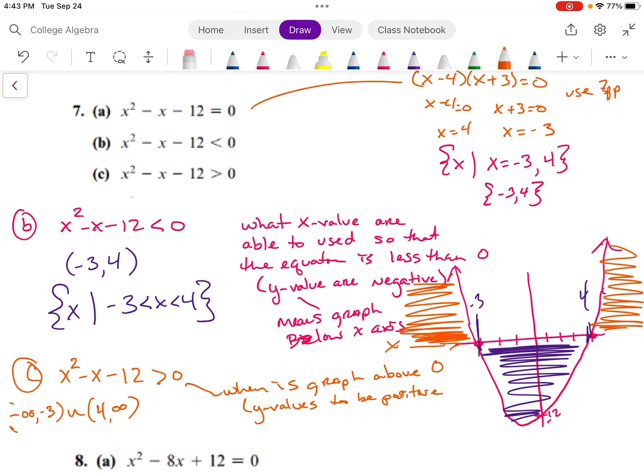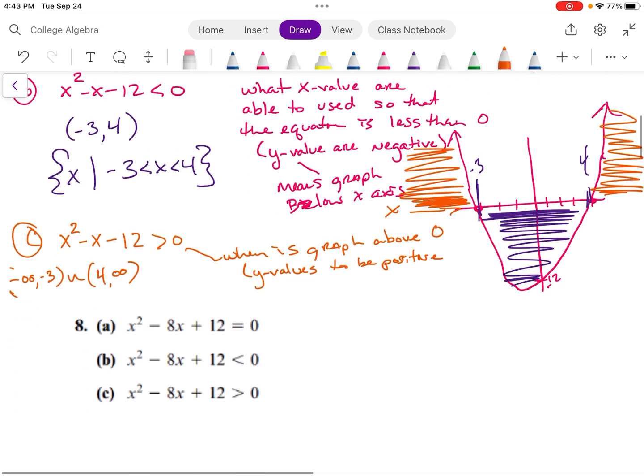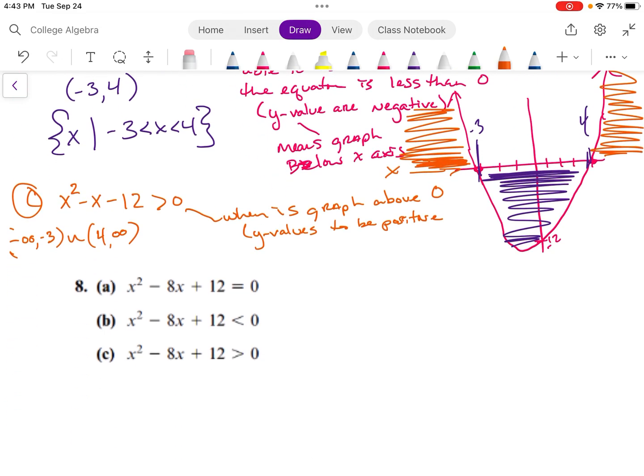Again, a lot easier to graph it and then look to see when am I above the x-axis, when am I below the x-axis. I'll show you an alternate method on problem number 8, for if you don't have access to a graphing calculator. How can we use the information they give us after we find the x-intercepts? How can I go about determining when I'm above and when I'm below? So I'm going to show you what's called the number line technique.